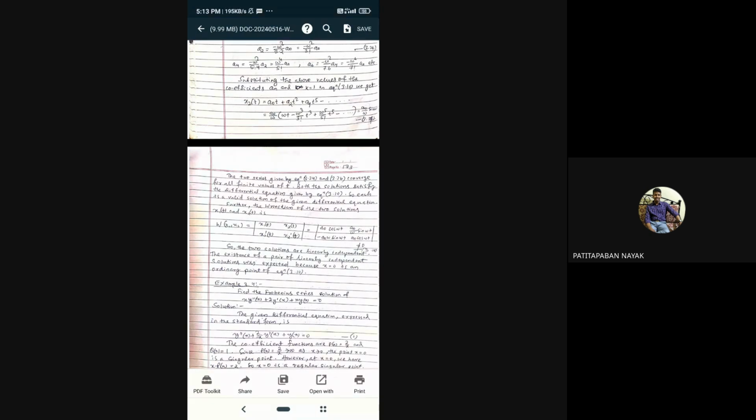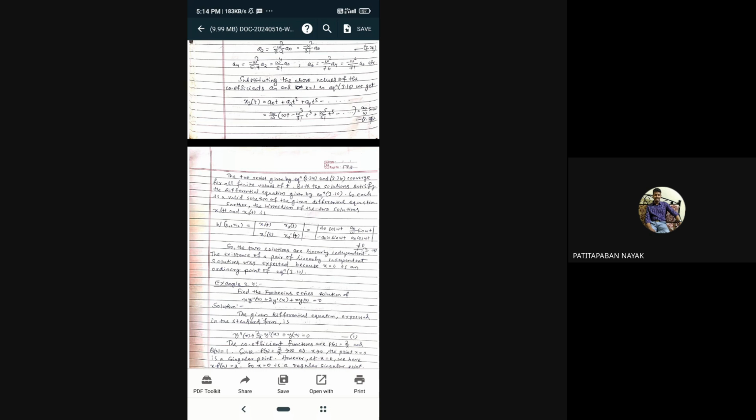Further, the Wronskian of the two solutions x1(t) and x2(t) can be written as W is equal to the determinant of x1(t), x2(t), x1 dash t, x2 dash t, that is the Wronskian determinant of a0 cos omega t, a0 by omega sine omega t, minus a0 omega sine omega t, a0 cos omega t.